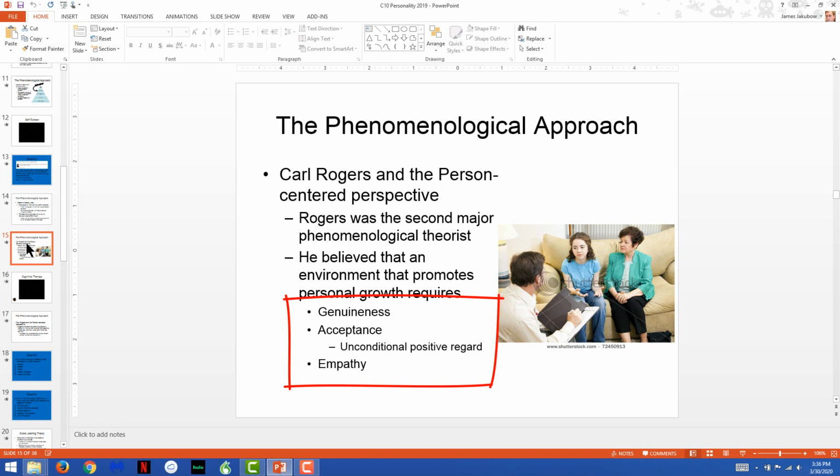Next, acceptance. Acceptance is also more commonly known as unconditional positive regard. And unconditional positive regard, or unconditional love, which is the more general term that gets used, really just simply says that the therapist will simply accept whatever the patient says, no matter how horrible it is.